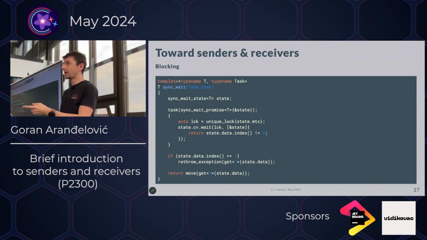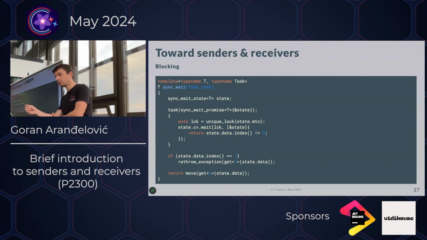And then remember what we passed using the then algorithm. In the then algorithm, we passed the then promise to the task. Here, what we are doing, we are passing something that we will call sync wait promise. So again, the same scheme, sort of. But sync wait promise is a little bit more complicated. It has a state, okay? And here we call it sync wait state. We will see what it is.